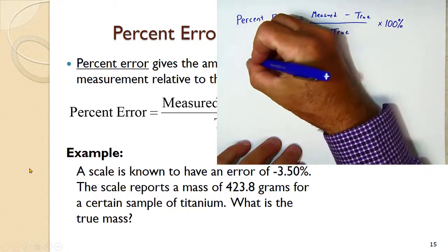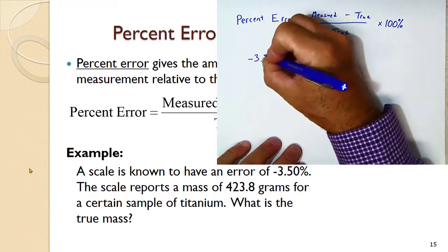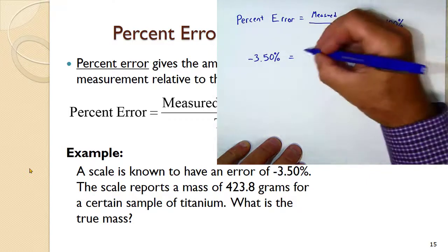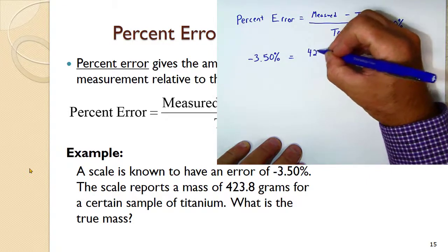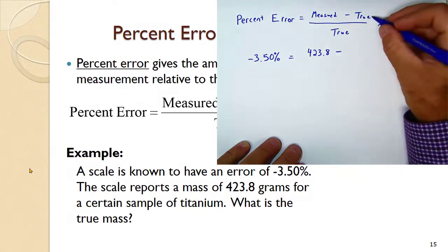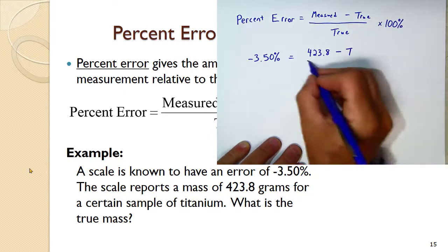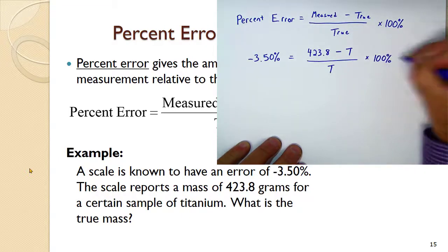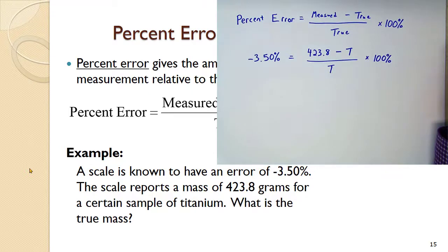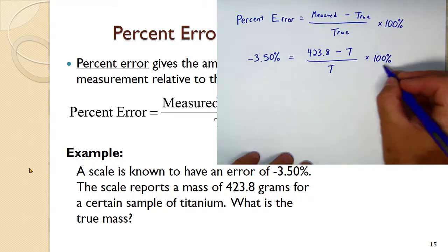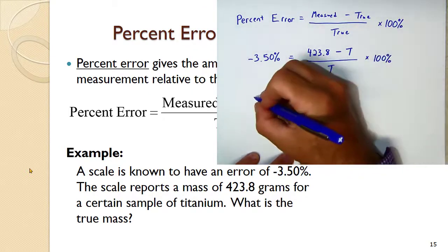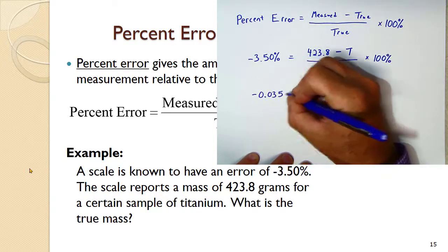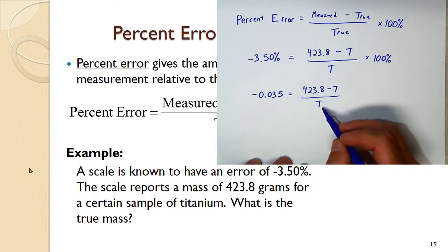That's going to be our percent error. Negative 3.50% is equal to our measured value, that's what the scale reports, 423.8, minus our true value, that's what we're trying to solve, divided by the true value times 100%. Now we can solve that a lot like we did our previous example. We can divide both sides by 100%, and this becomes the decimal negative 0.035 equals 423.8 minus t over t.